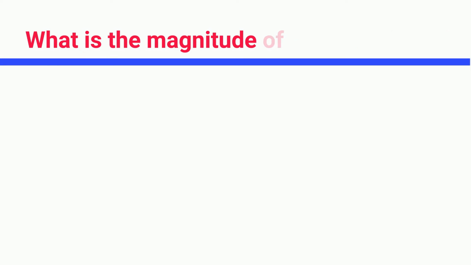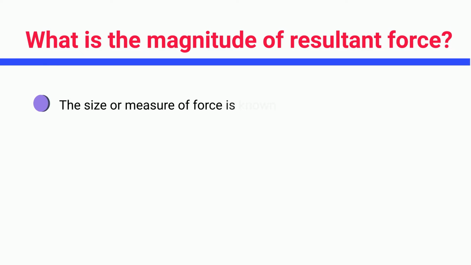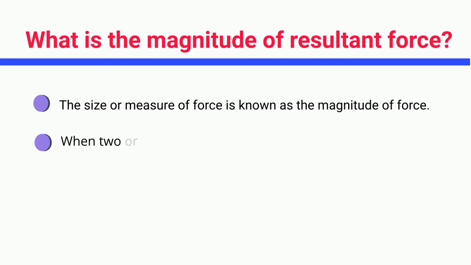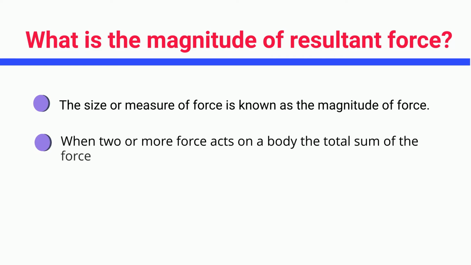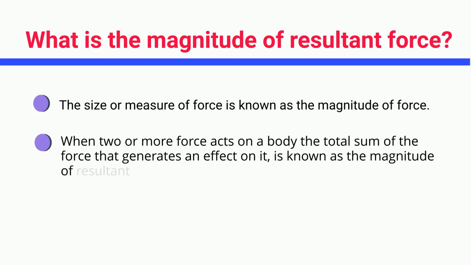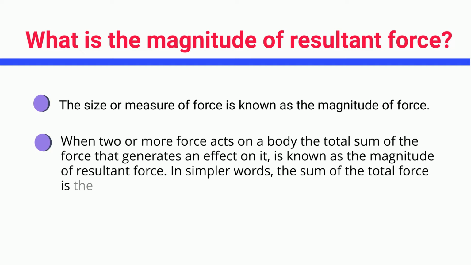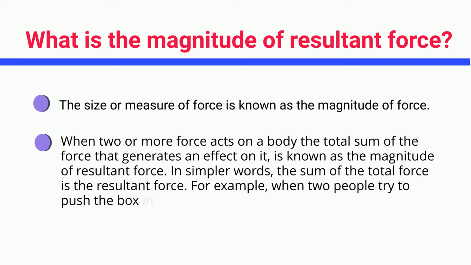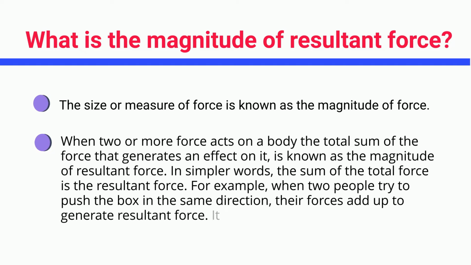What is the magnitude of resultant force? The size or measure of force is known as the magnitude of force. When two or more forces act on a body, the total sum of the forces that generates an effect on it is known as the magnitude of resultant force. In simpler words, the sum of the total force is the resultant force. For example, when two people try to push the box in the same direction, their forces add up to generate resultant force. It helps them to push the box easily.